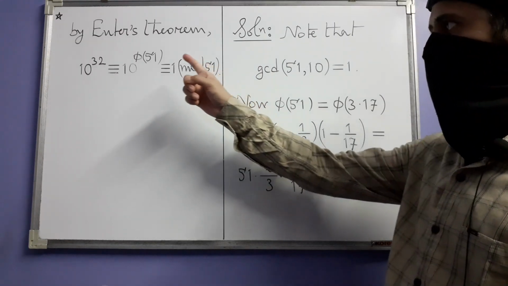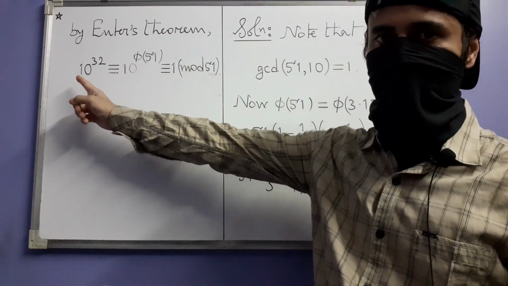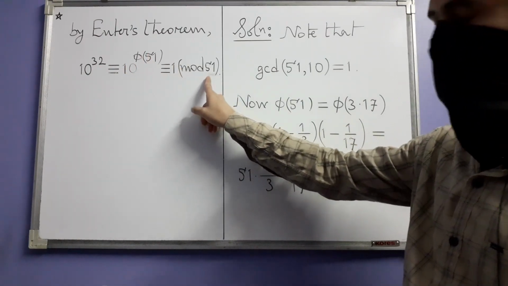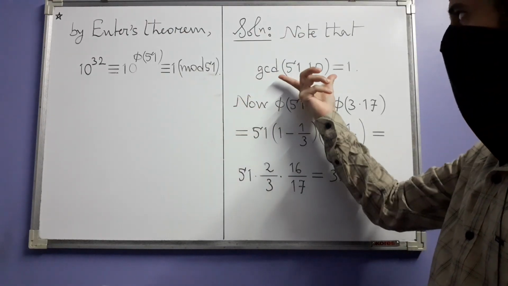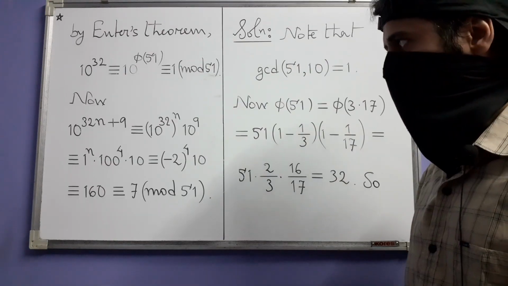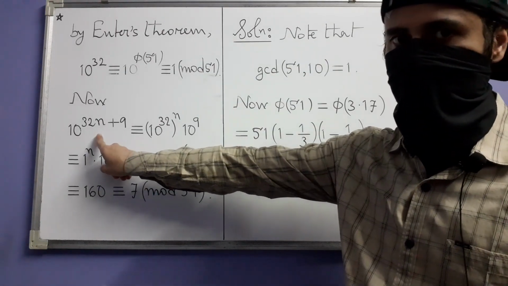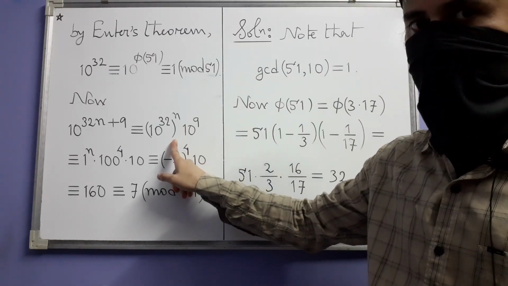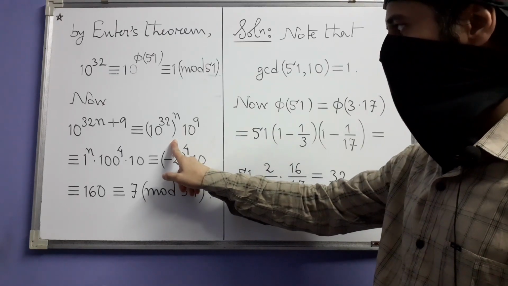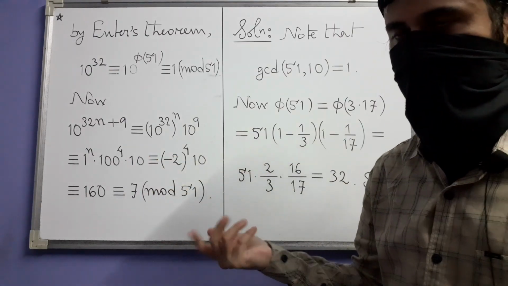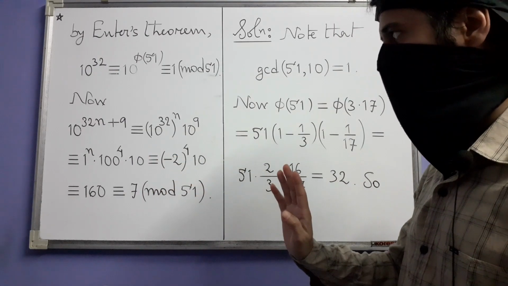So by Euler's theorem, 10 to the power 32, which is 10 to the power phi of 51, is congruent to 1 modulo 51. Note that we need this condition to be able to apply Euler's theorem. So now we consider this power of 10 which is given in the question and decompose it like this using the rules of exponents. Now here the congruence I have written means the modulus is 51, that's understood. We are going to finally write it.